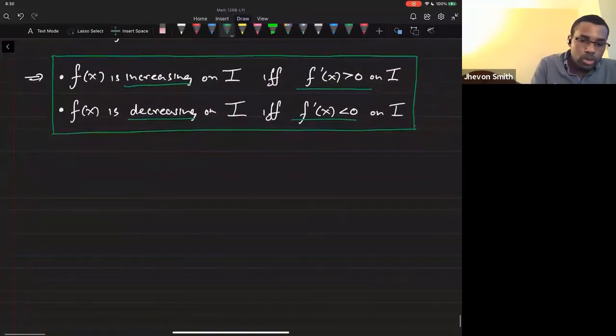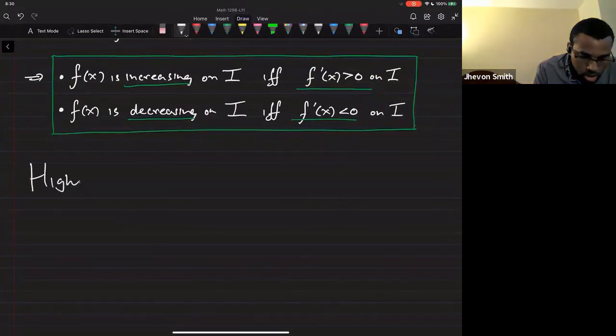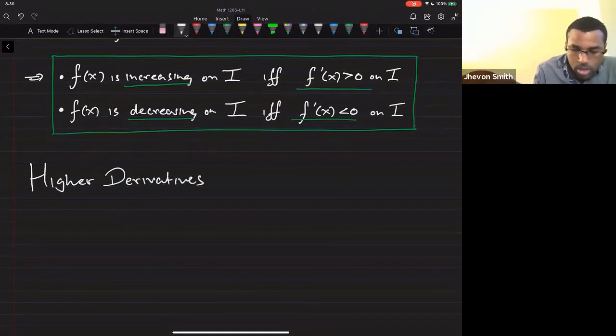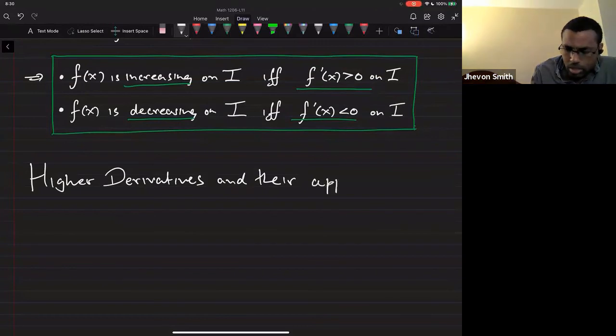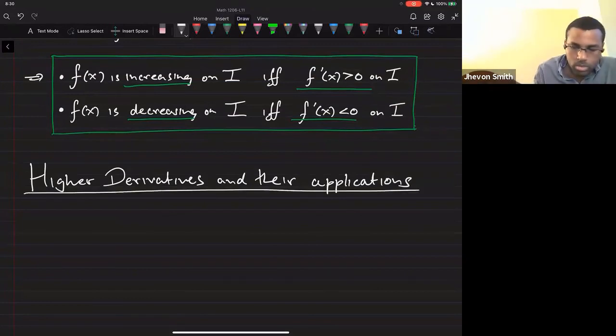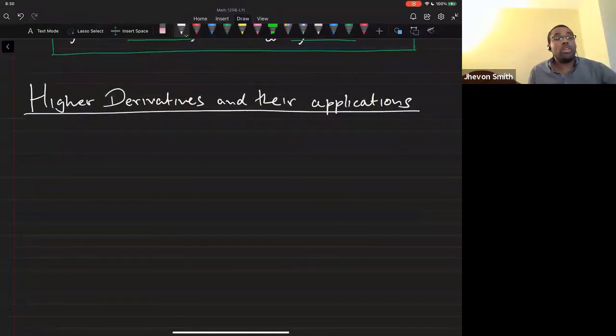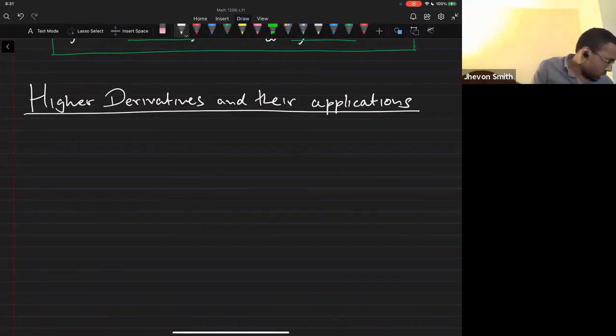Now, what I want to talk about is higher derivatives and their applications, properties. Okay, so it turns out that sometimes, not all the time, but a lot of the time, with a lot of the functions that you'll see in Calc 1 anyway, those functions are very nice.